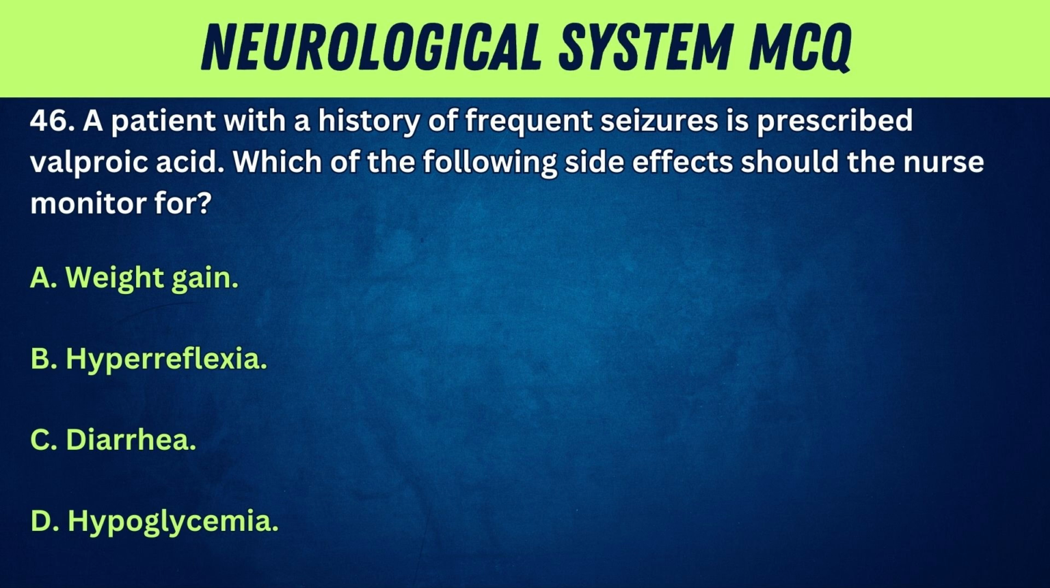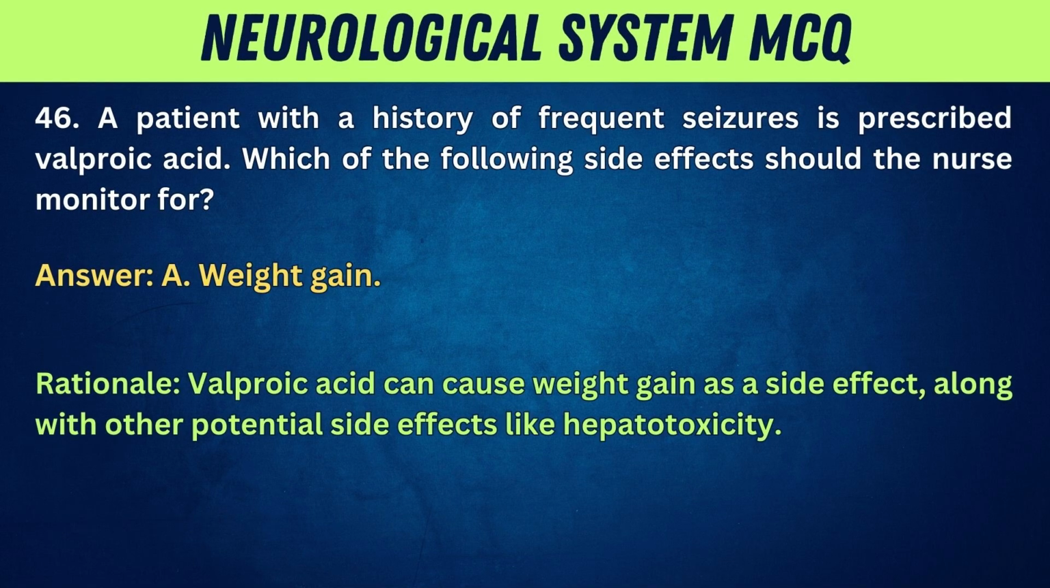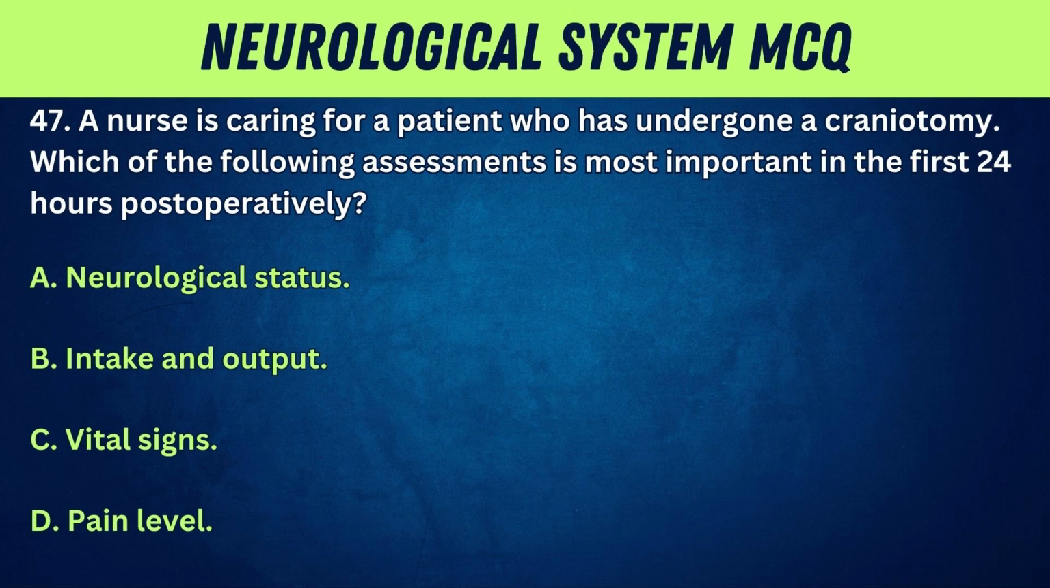46. A patient with a history of frequent seizures is prescribed valproic acid. Which of the following side effects should the nurse monitor for? A. Weight gain. B. Hyperreflexia. C. Diarrhea. D. Hypoglycemia. Answer: A. Weight gain. Rationale: valproic acid can cause weight gain as a side effect, along with other potential side effects like hepatotoxicity.